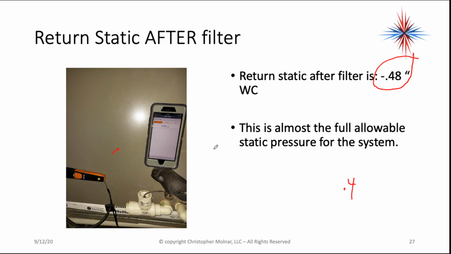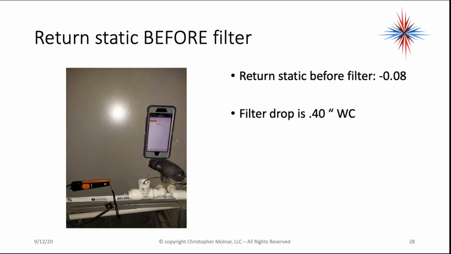So I'm using almost above the full allowable static pressure for the system just on the return, before the cooling coil, after the filter. Okay, so this is the static pressure that's being pulled through the system. That's pretty high. The return static before the filter is only 0.08. So my filter drop, the static pressure drop across that filter, is 0.40 inch water column, which is identical to the allowable external static pressure of this system.